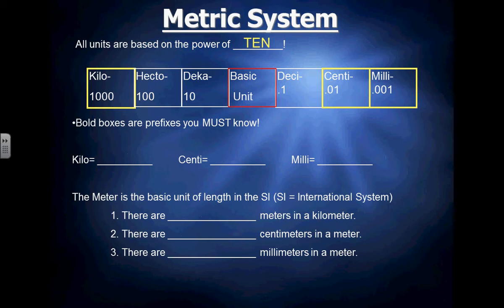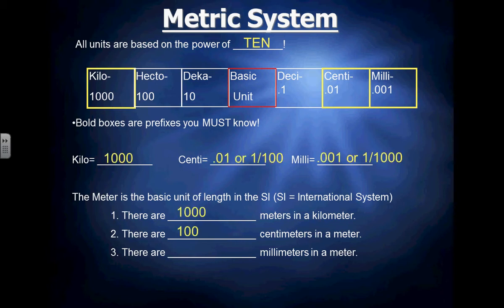How about to go from centi to milli? What do I do? 1 place to the right. Milli to our base unit? 3 to the left. Centi to kilo? 5 to the left. Okay, so that's how we convert. We just move our decimal place to the appropriate number of spots. Okay.